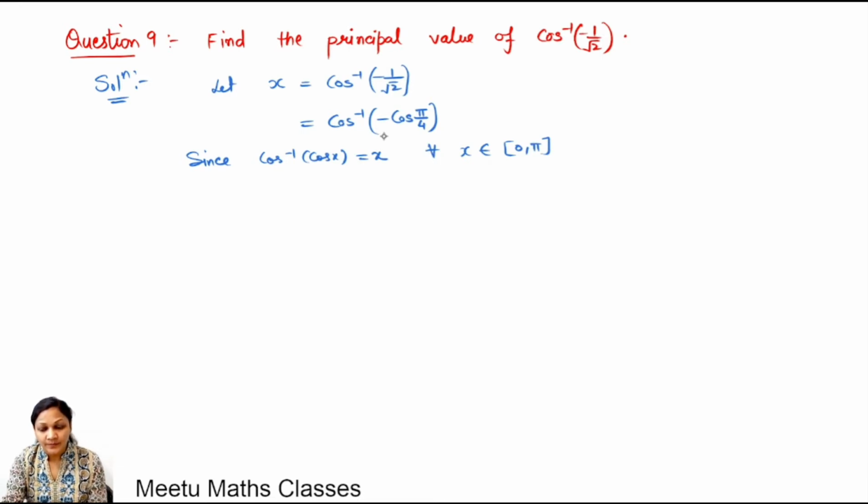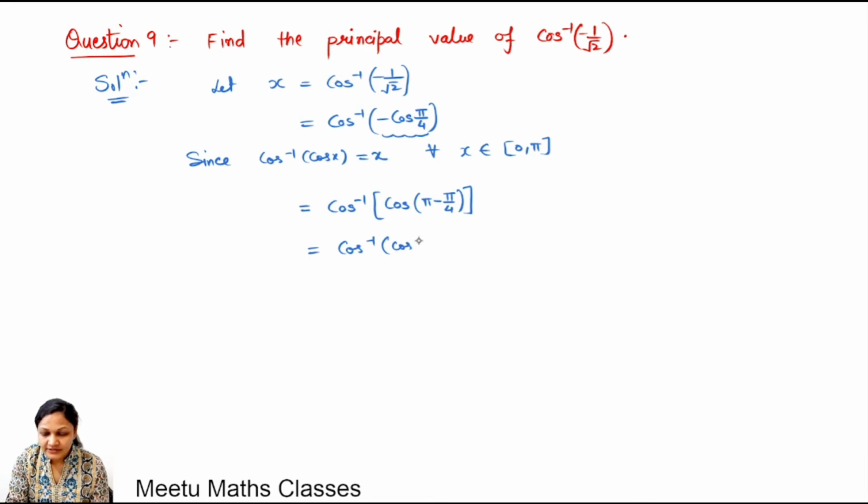Okay. So for the negative cos, we have to take our angle in the second quadrant. So we can write minus cos pi by 4 is equals to cos of pi minus pi by 4. Okay, and this is cos inverse of cos 3 pi by 4. And cos inverse, since 3 pi by 4 belongs to the closed interval 0 to pi, therefore your x is equals to 3 pi by 4.